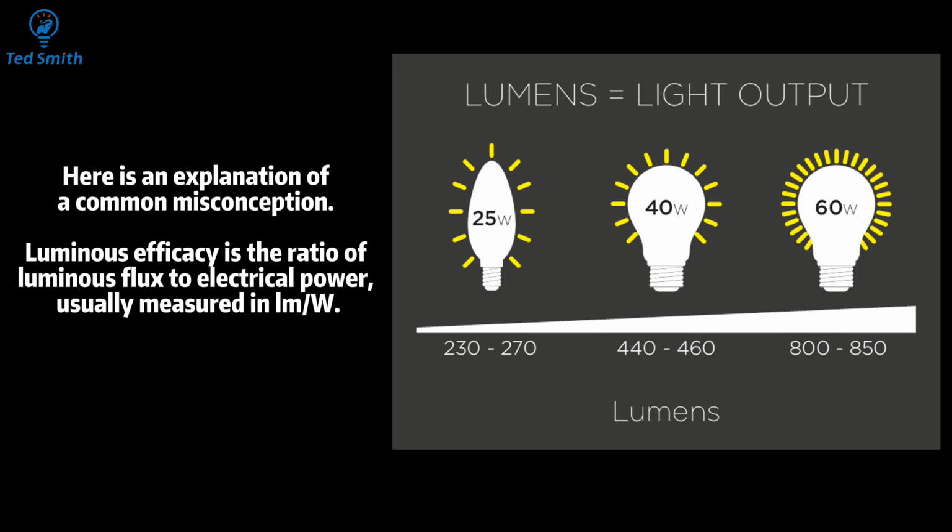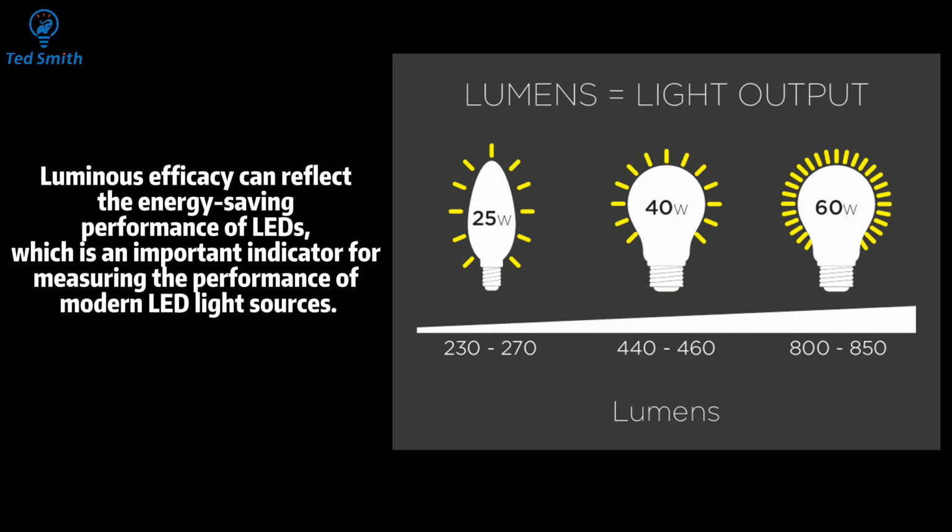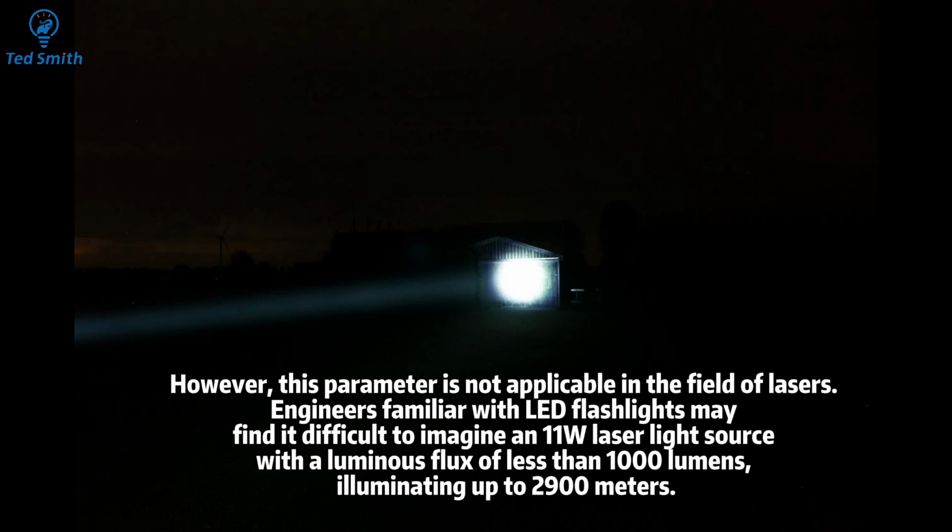Here is an explanation of a common misconception. Luminous efficacy is the ratio of luminous flux to electrical power, usually measured in lumen per watt. Luminous efficacy can reflect the energy-saving performance of LED, which is an important indicator for measuring the performance of modern LED light sources. However, this parameter is not applicable in the field of lasers. Engineers familiar with LED flashlights may find it difficult to imagine an 11W laser light source with a luminous flux of less than 1000 lumens, illuminating up to 2,900 meters.